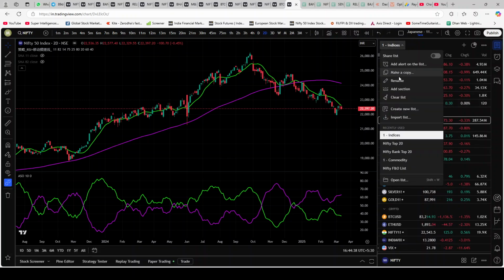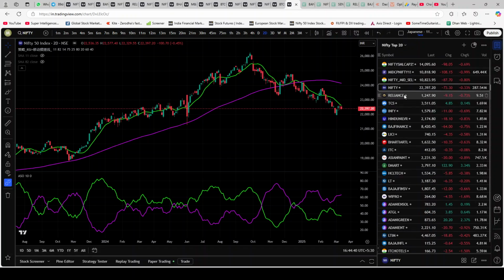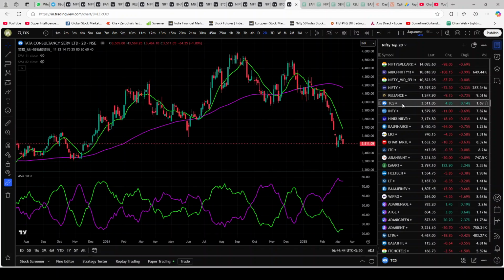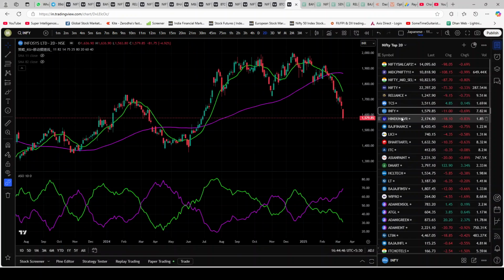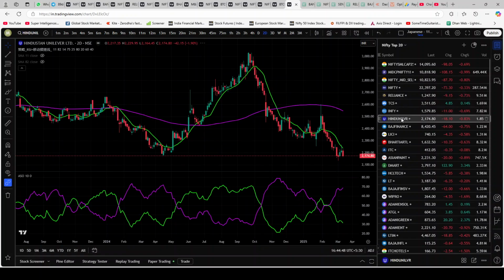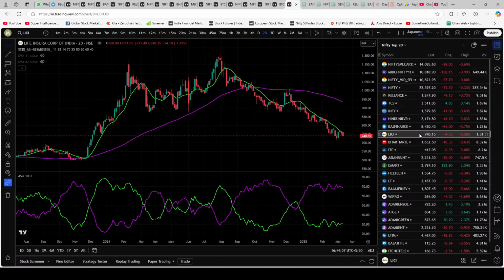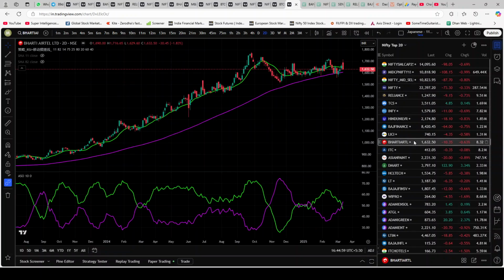So let's go through our top 20 Nifty stocks. Reliance looks like this. TCS looks like this. Infi looks like this. Hindustan Unilever looks like this. Bajaj Finance looks like this. It's a little interesting, I think. All right. LIC looks like this. Bharti Airtel looks like this.